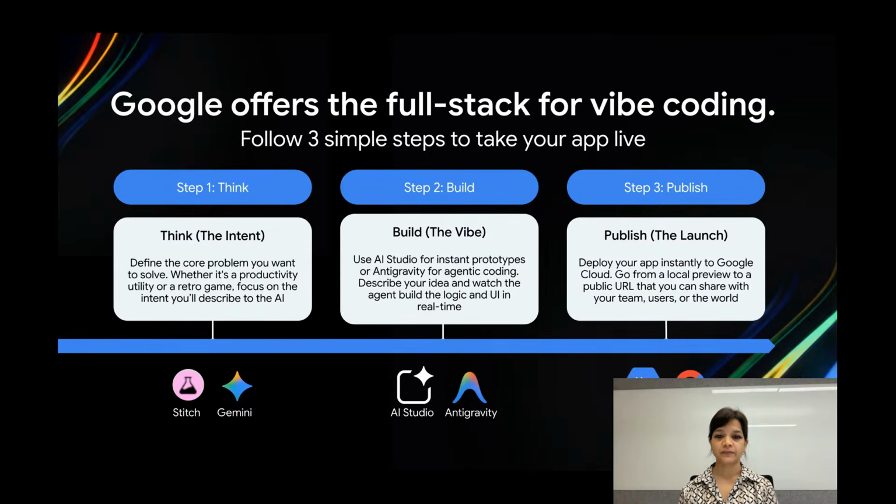Next is the build phase. The build is where you're vibing with the vibe coding tools and the productivity tools that we are going to be looking at today: AI Studio for instant prototypes, and Antigravity for agentic coding. You just describe your idea and you'll watch the agent build your end-to-end application, the user interface, all in real time. The last phase, which is publish, is to get your app to deploy instantly to Google Cloud, going from live preview to a public URL in no time. So that's exactly what we are looking at.